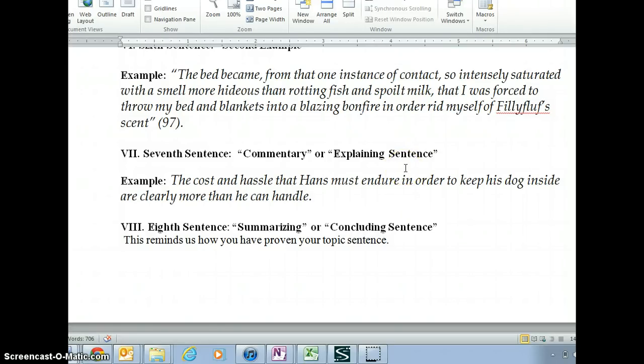Again, you're going to prove, how does this quote prove my point? So here it is. "The cost and hassle that Franz must endure in order to keep his dog inside are clearly more than he can handle. It's not worth having the dog in the house."